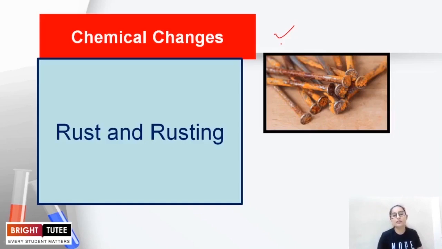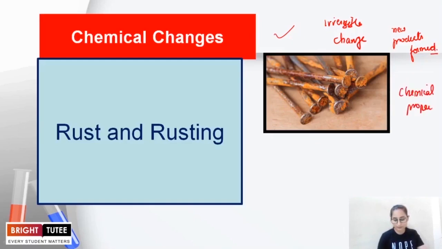But in chemical changes, the characteristics are just opposite. First of all, there is an irreversible change, right? There are new products formed, and the change that occurs is a change in the chemical properties of the substance. Basically, during chemical changes, chemical reactions occur. We will be studying about chemical reactions now, right? So here chemical reactions occur.